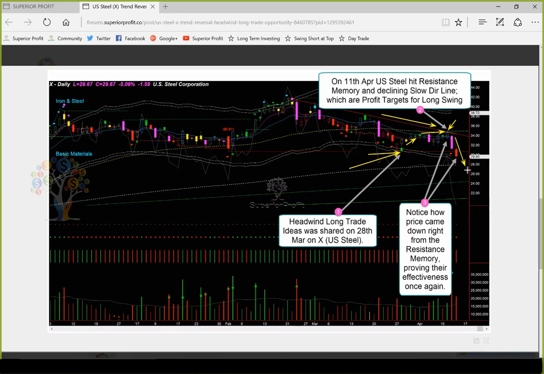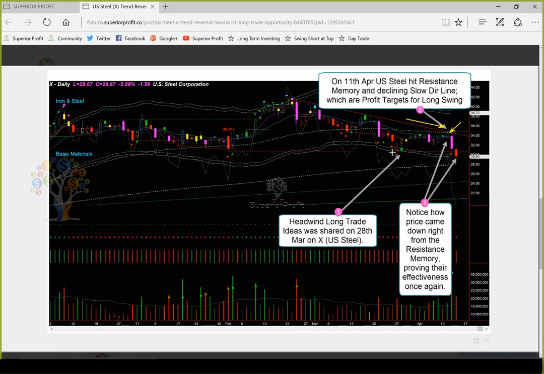So profit would be booked at this point. Later on, price dropped right after hitting the memory resistance. So this again shows the effectiveness of memory resistance, and that is why we like to book profit along those lines. Swing trades, I keep on mentioning it, has a welcome period. So if we had a profit target at the memory resistance, we must book profit when the memory resistance is hit and not let profit erode.